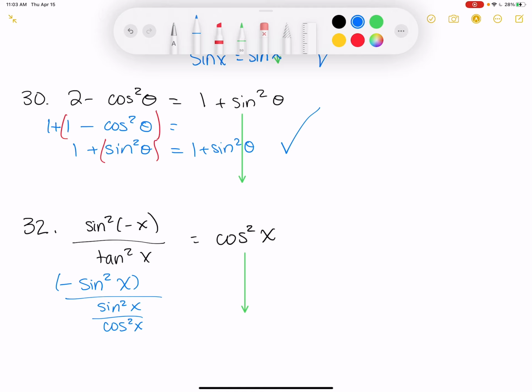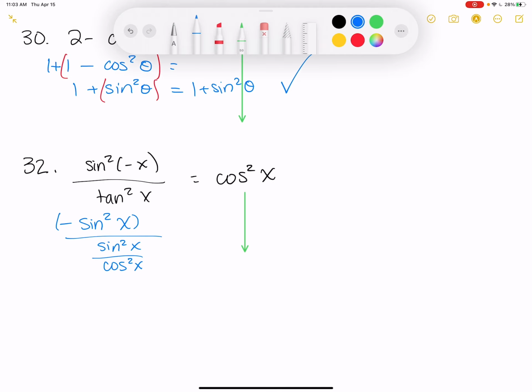All right, so then, Joelle, what did you say next? I said cosine squared of x equals cosine squared of x. Yes, because we're going to multiply by the reciprocal, so we're going to get rid of that negative sign. Sine squared and sine squared cancel, leaving you with cosine squared of x equals cosine squared of x.